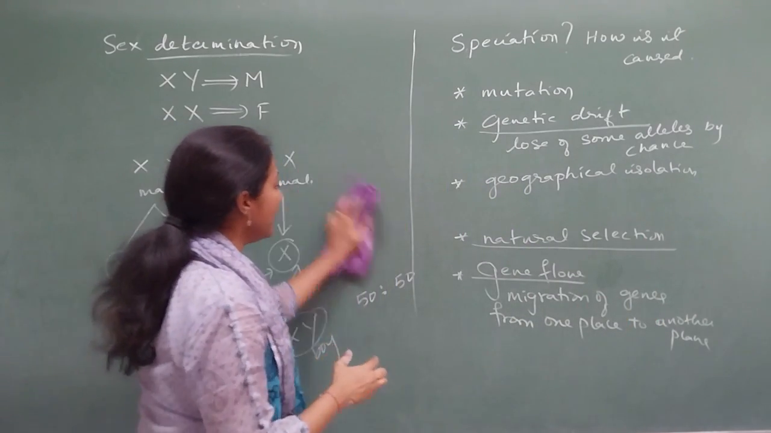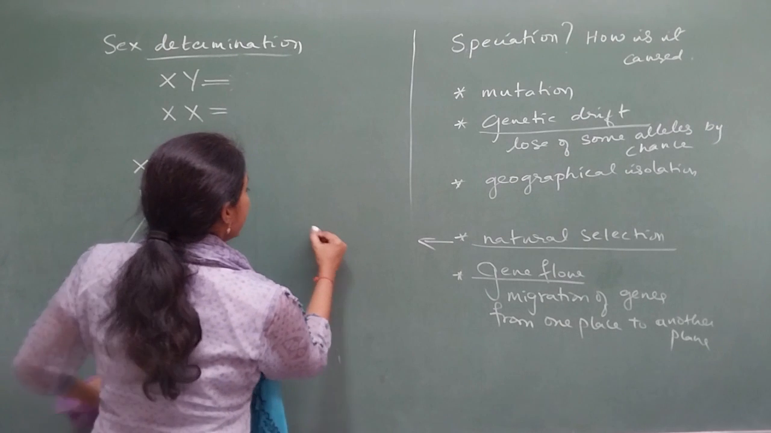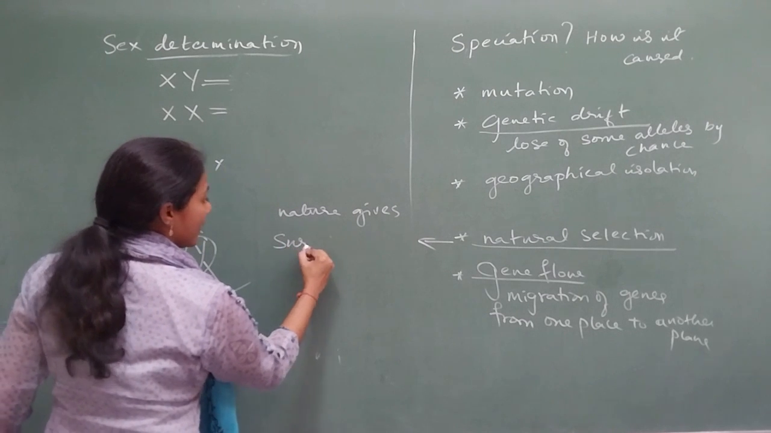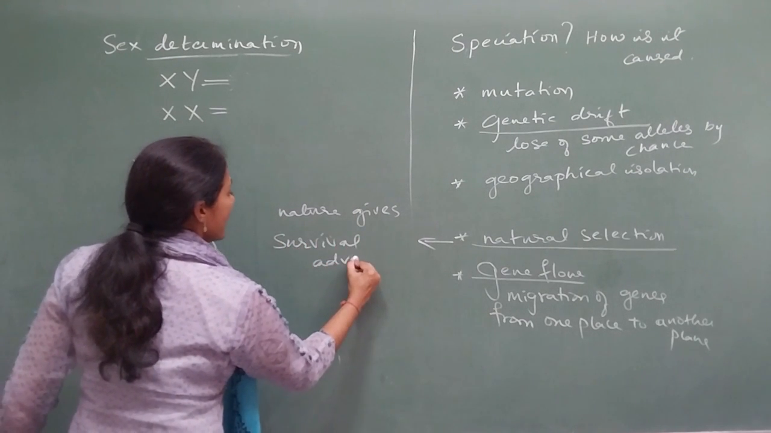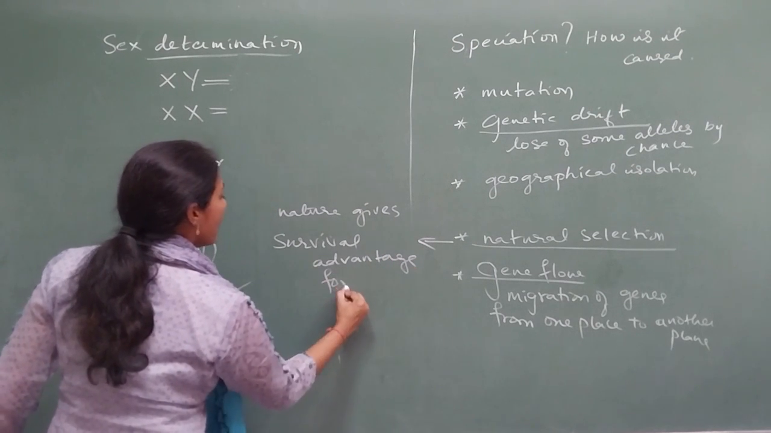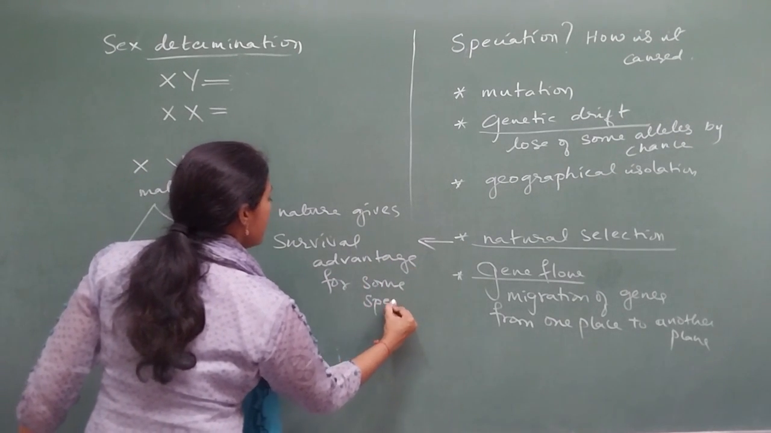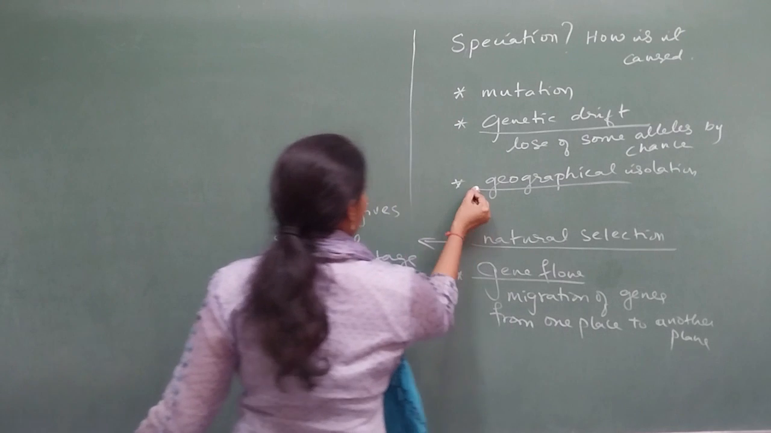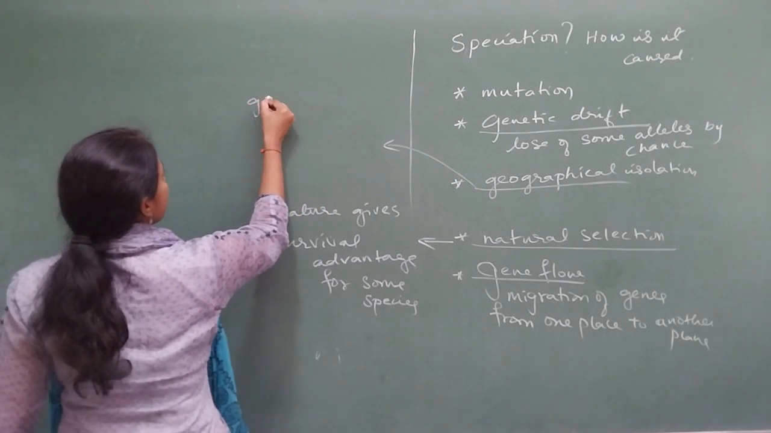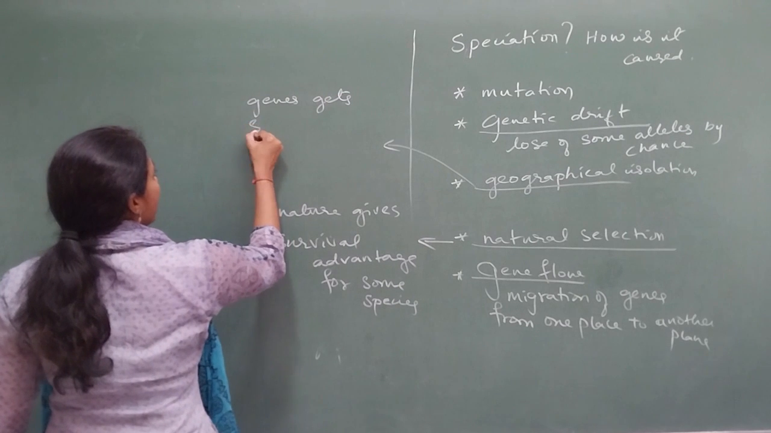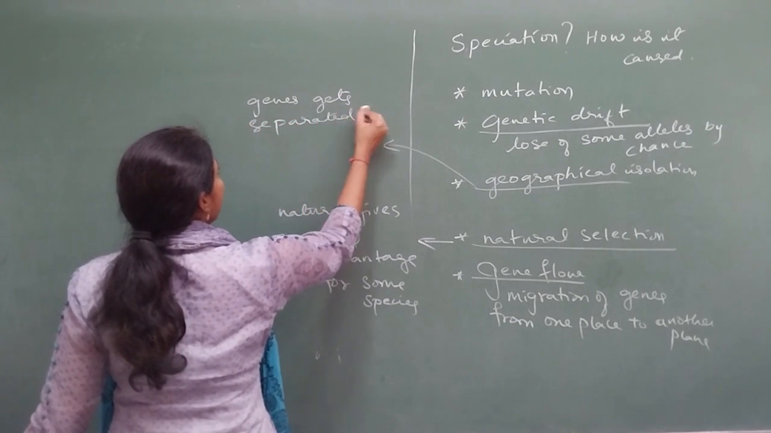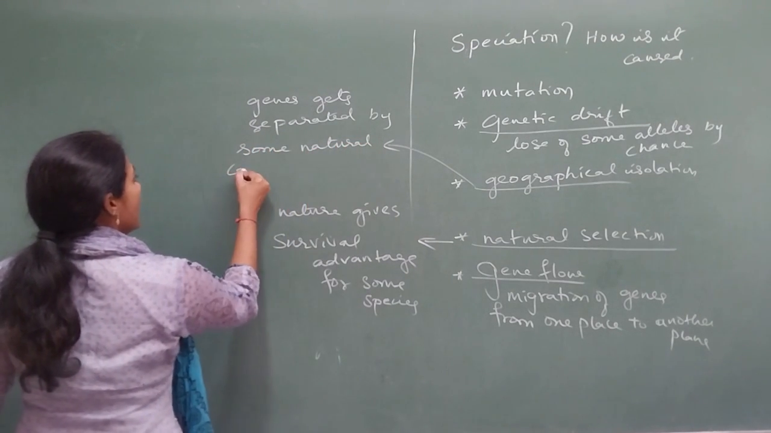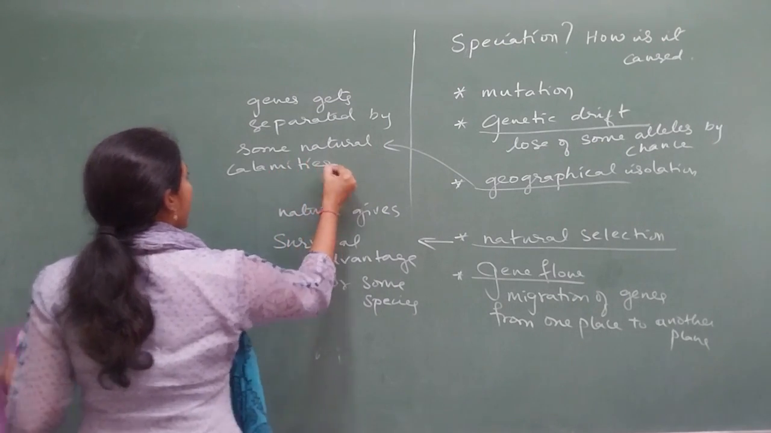Natural selection is nothing but nature gives survival advantage. This is a critical word, survival advantage, for some species, and it is called natural selection. And what is geographical isolation? Here genes get separated by some natural calamities, which is called geographical isolation.